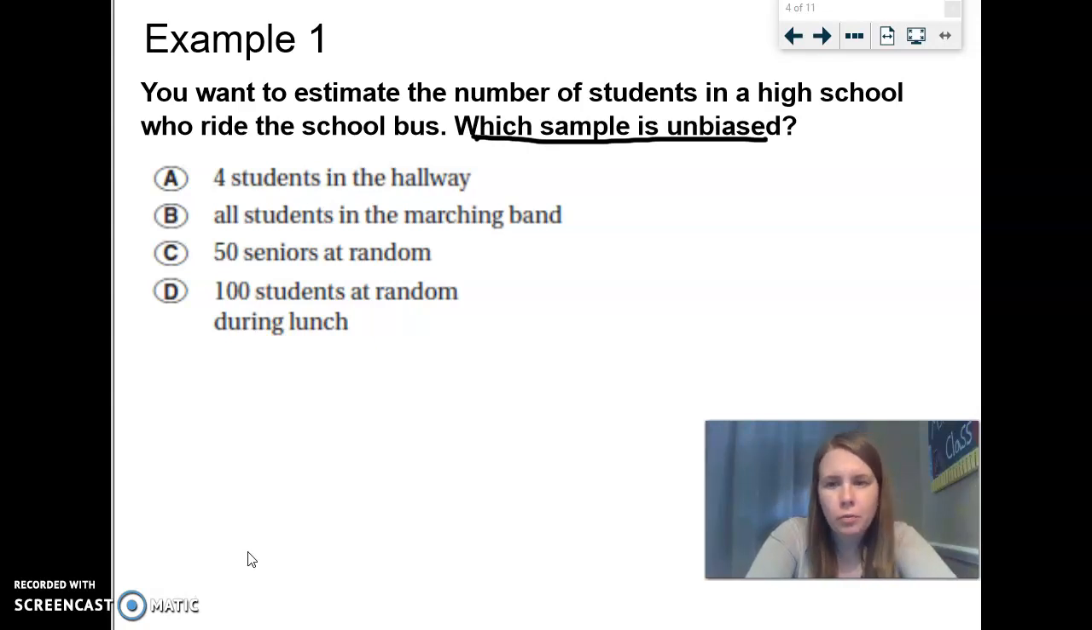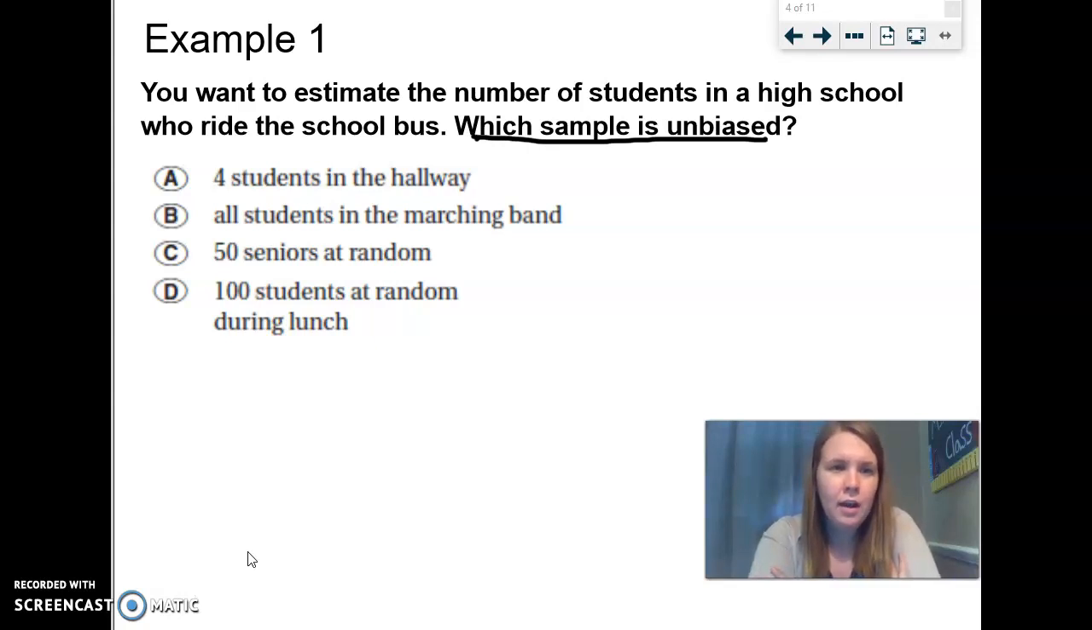All right, so let's think about this. Number A is, I would say, random, but I don't feel like the amount is very high. We want to get it as accurate as we can. B, that's favoring one group. You're only asking marching band students. Maybe more marching band students are on the bus than the jocks are, I don't know. So that's no, because that's favoring one. That's biased. C, 50 seniors at random. That is also biased because there are multiple groups of people in a high school. There are freshmen, sophomores, juniors, seniors. So if you're just asking the seniors, you're being biased.